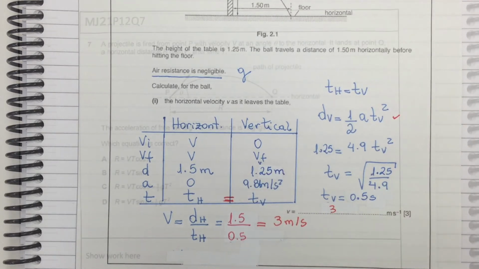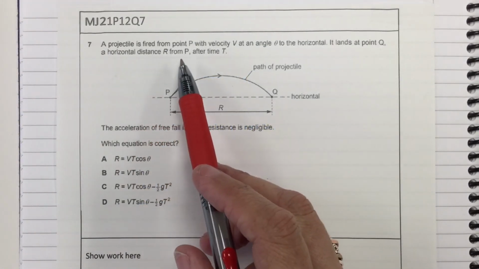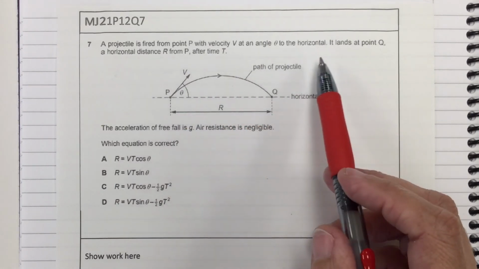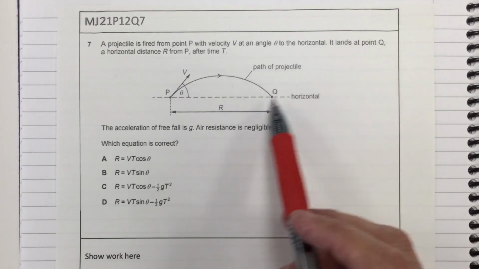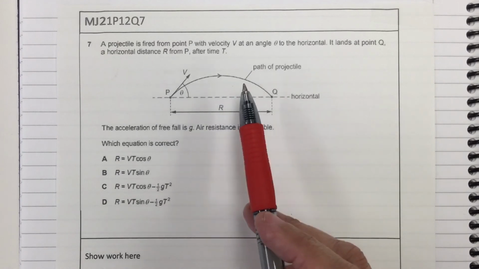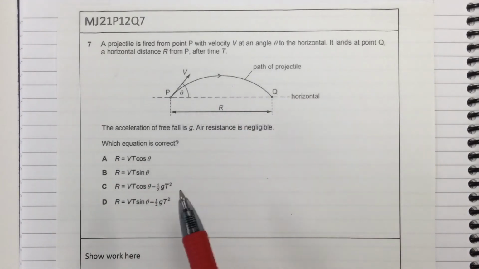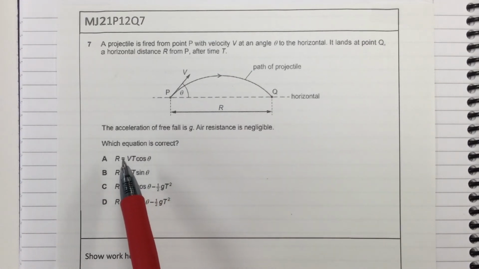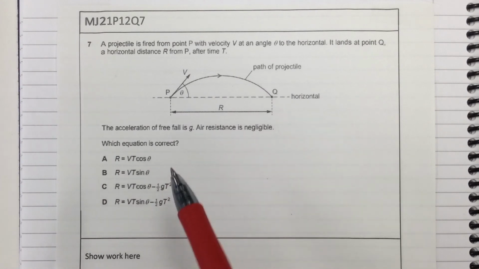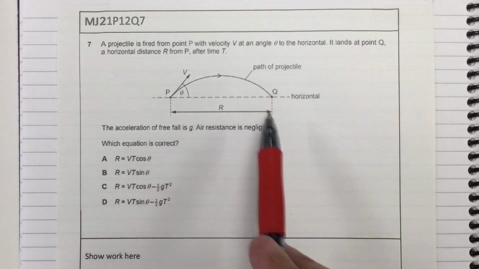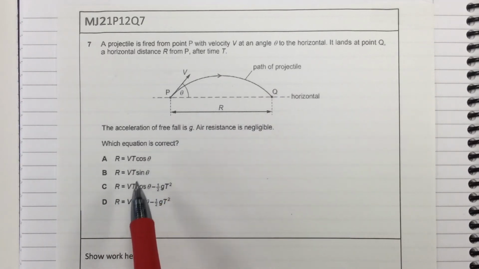So that's the answer. A projectile is fired from point P with a velocity v and angle theta to the horizontal, and it lands at point Q, a horizontal distance r from P after time t. Lots of letters. The acceleration of free fall is g, and air resistance is negligible. Which equation is correct? All the equations here show the horizontal distance in terms of something, so we need to find what this horizontal distance is.